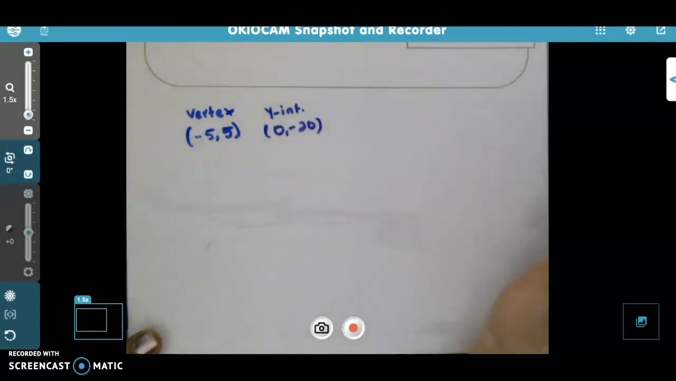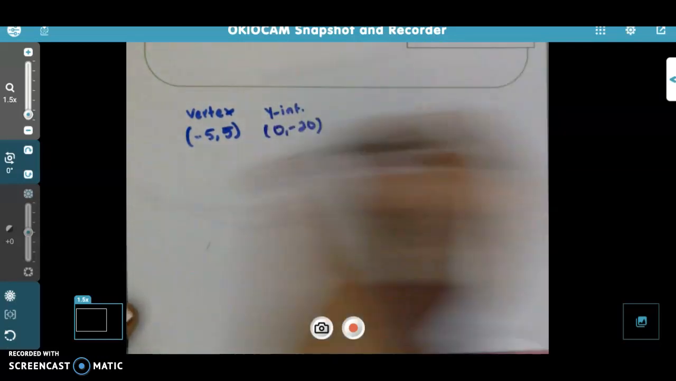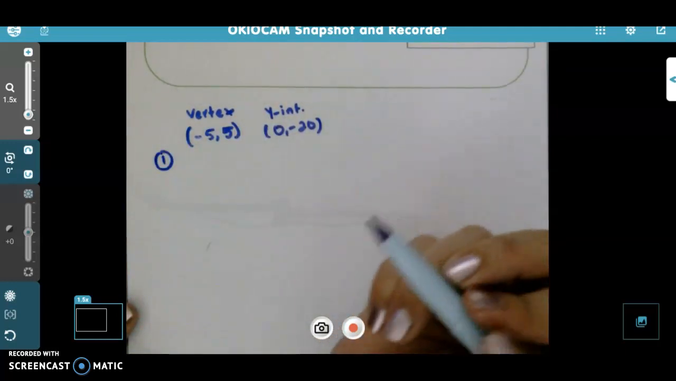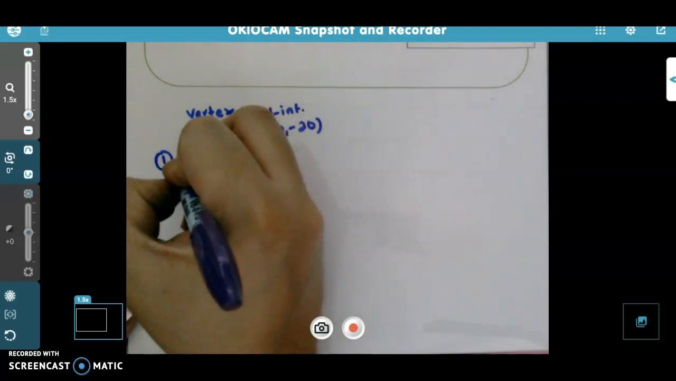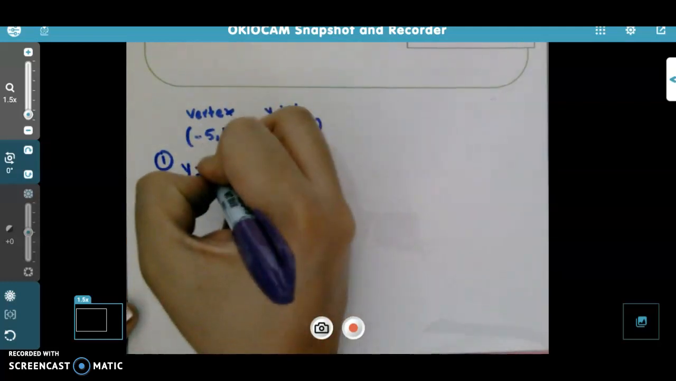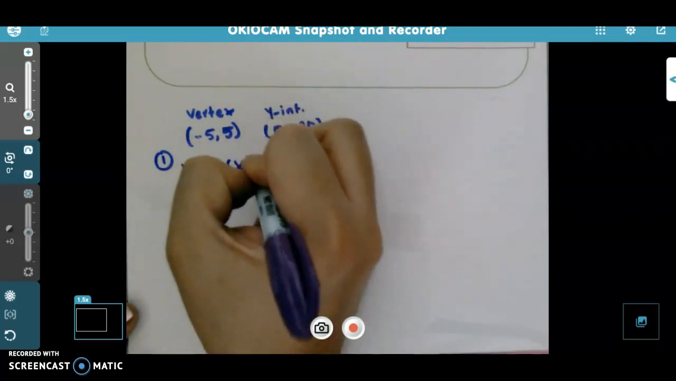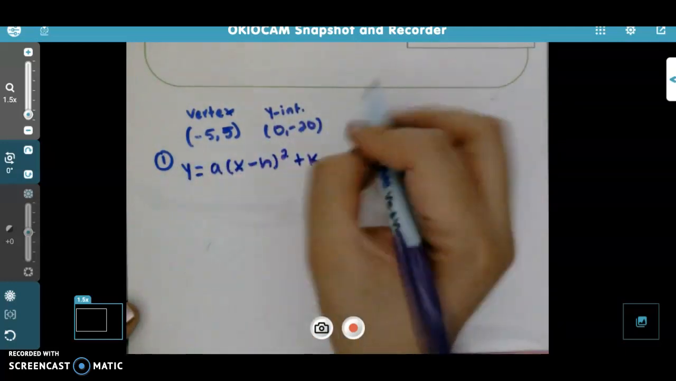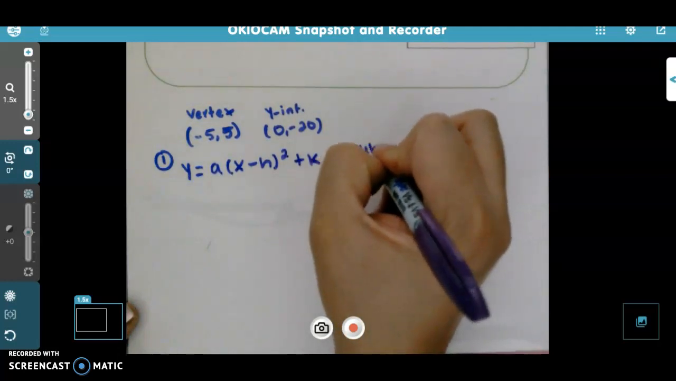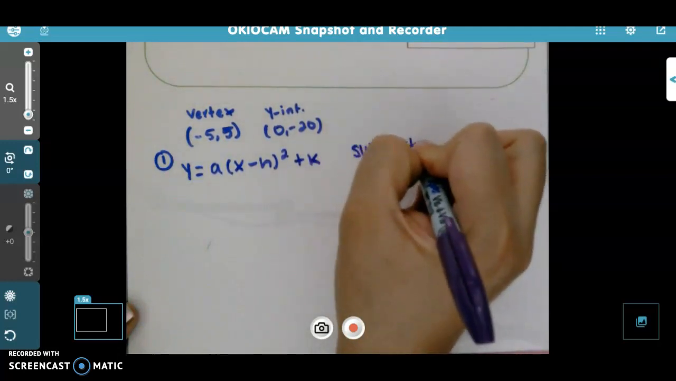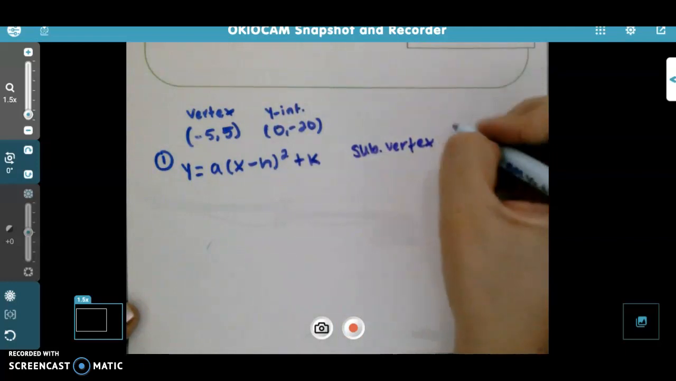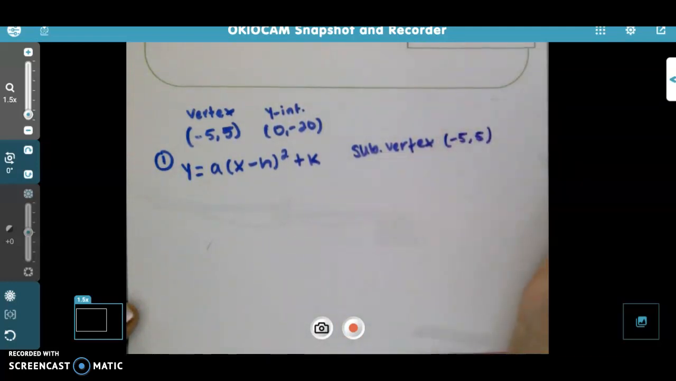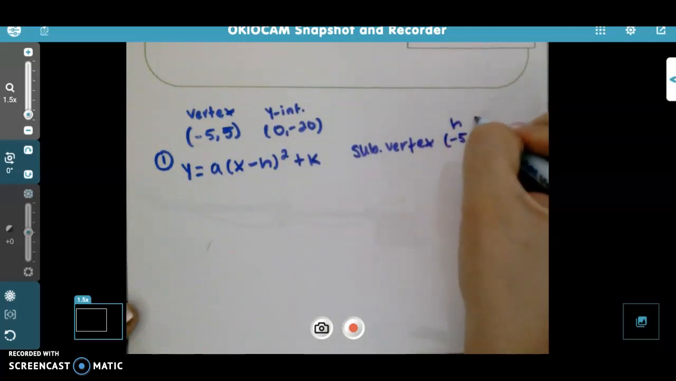Okay, so remember your first step: you want to go ahead and write the vertex form and substitute in the h, k, the vertex. So y equals a parentheses x minus h to the power of 2 plus k. So what you want to do is sub in the vertex first. Okay, so my vertex here is -5 and +5. So this would be h and this would be k.